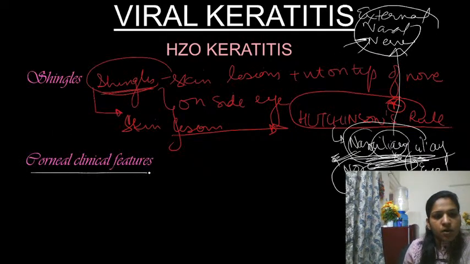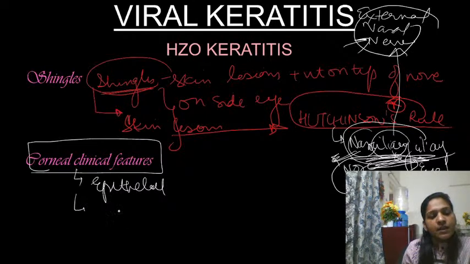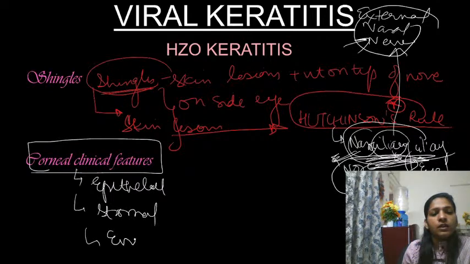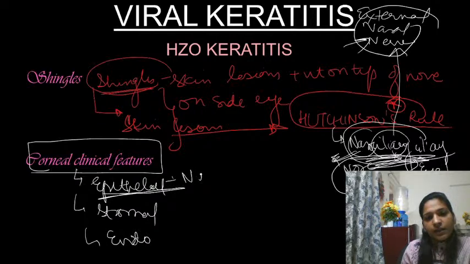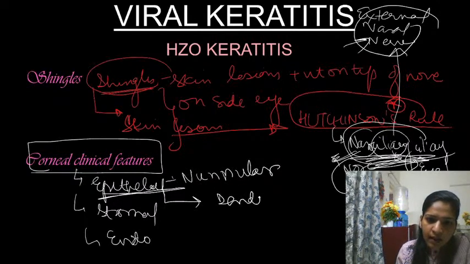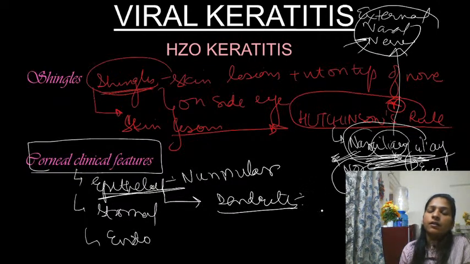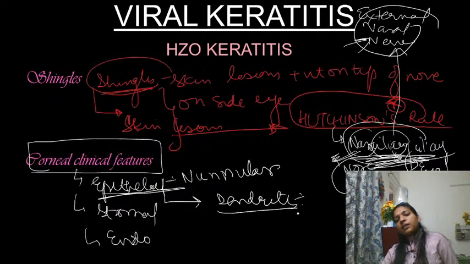Now corneal clinical features, almost same as that of the HSV. It can be epithelial, stromal and endothelial. Epithelial is also known as nummular type. Why it is known as nummular, I will tell you. Now dendrites are also present in HZO, but these are different from those of HSV. Now can anyone tell me the difference in dendrites which are present in herpes zoster?